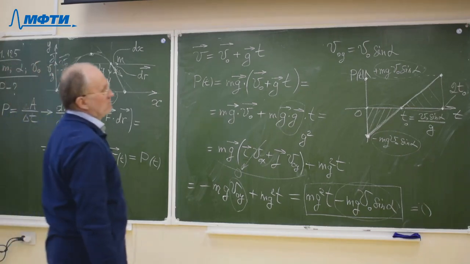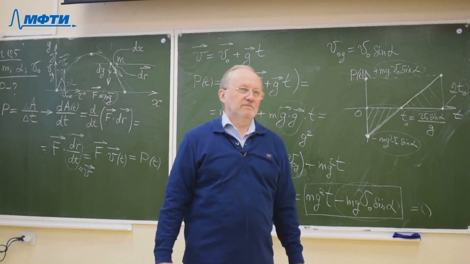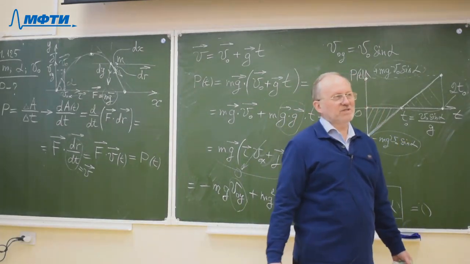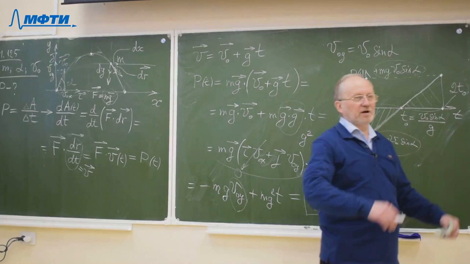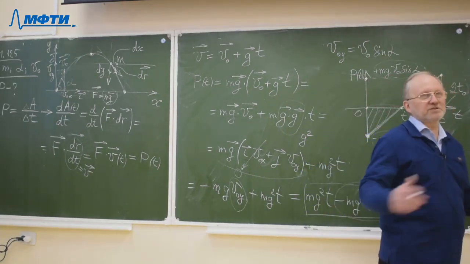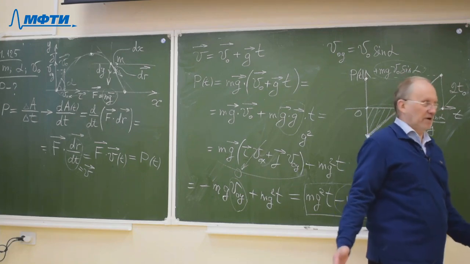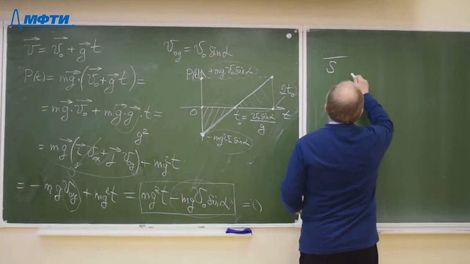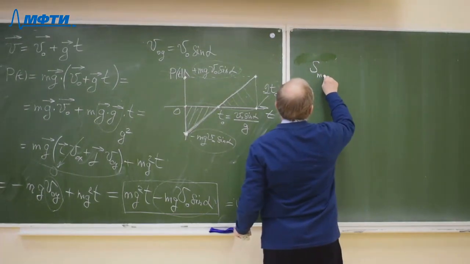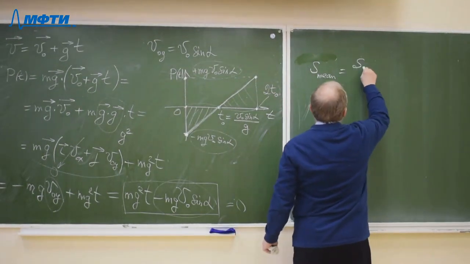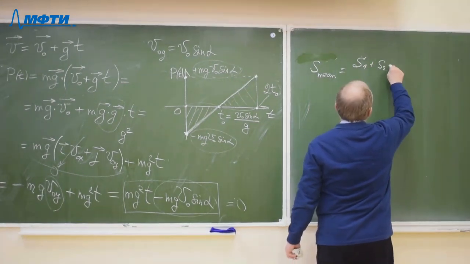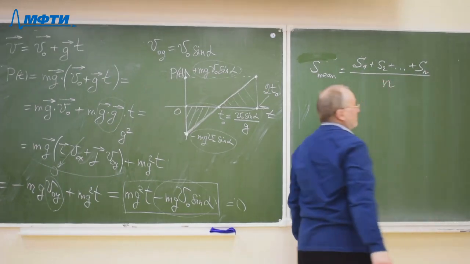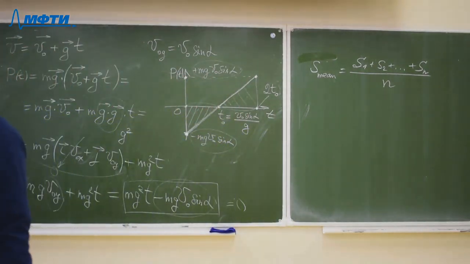How to find the mean power? How to find the mean value of anything? For example, what is the mean salary in a company? You have a company with 200 people working there. What is the mean salary? How to find it? Let's denote the mean salary like this. It's the salary of the first worker plus the salary of the second worker, etc., plus the salary of worker number n, divided by n. That's the natural formula to calculate the mean salary.